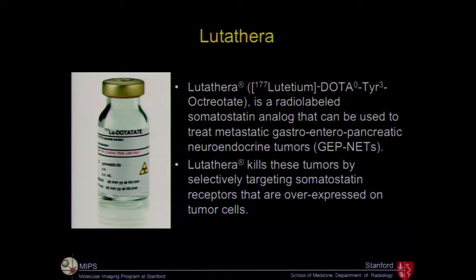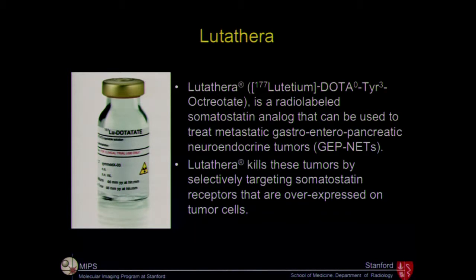Now if I transition to where we are in the United States with this type of therapy, the molecule we're talking about is Lutathera. That's the brand name from the company. It is, once again, the lutetium-177 octreotide molecule, a somatostatin analog. It has been looked at in various types of neuroendocrine tumors in clinical trials, but primarily focusing on gastroenteropancreatic neuroendocrine tumors, which Dr. Fisher talked about as one of the perhaps older names for these types of tumors, but in this literature, that's a common name.